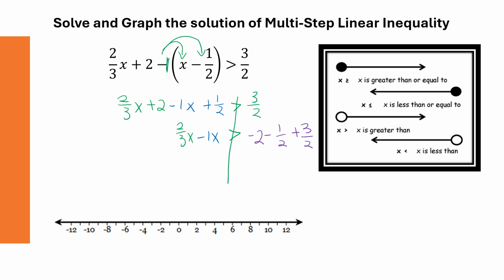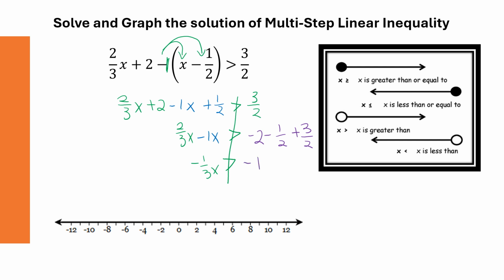And now we can just use our calculators to figure out what 2/3 minus 1 is. So 2/3 minus 1 is going to give us negative 1/3 x, and that is greater than. And then again, add all these three numbers together using your calculator, and you're going to get negative 1.